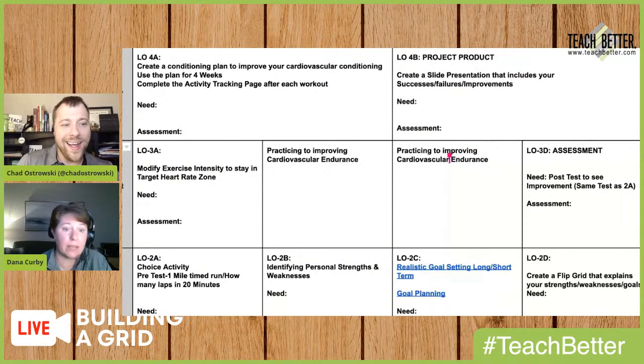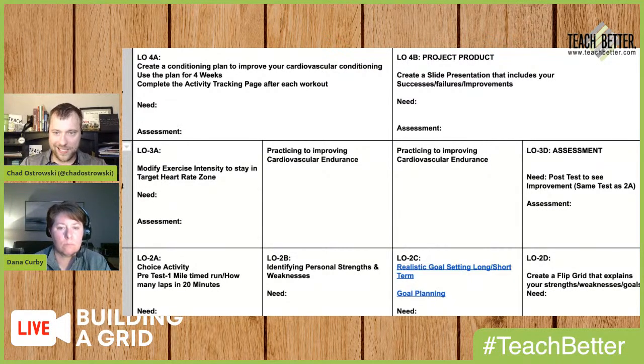Like, absolutely. I can't afford a gym membership or the world shut down. I can only do body weight exercises. How can I improve my fitness? And for them to be able to do that, I think is very, very cool and absolutely awesome. And then that level 4 is really creating that plan to improve their fitness and their cardiovascular health. And then they create a slide presentation that reviews and reflects on that plan and how it went.